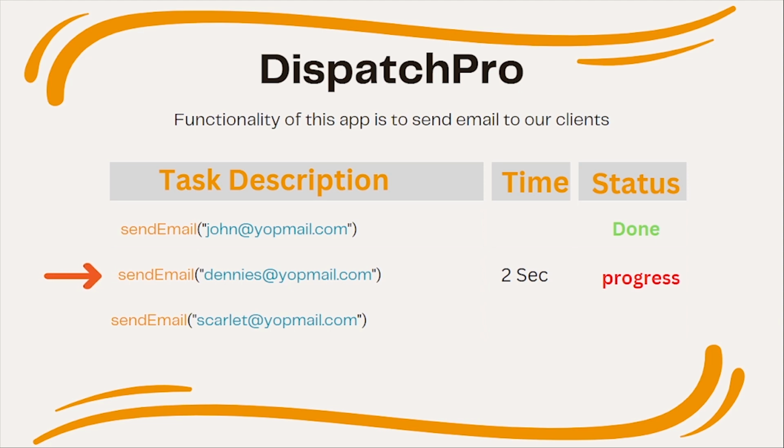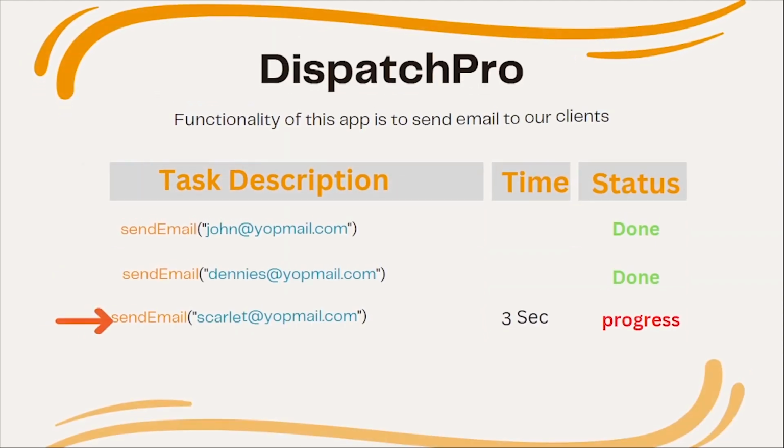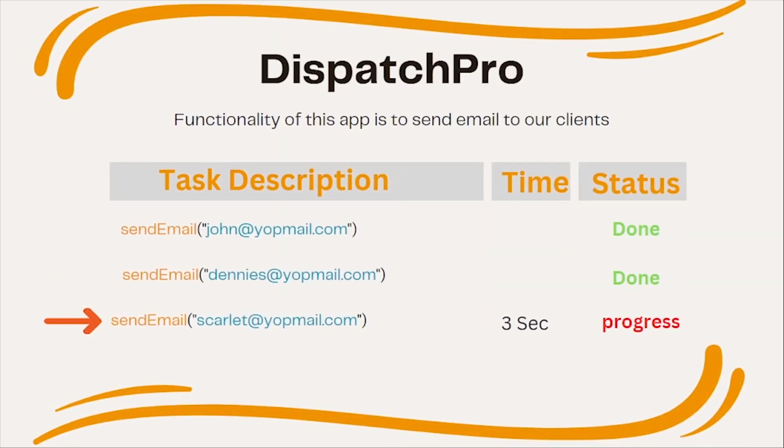So to send the second email, it will take 1 second. So 1 and 1, it is now 2 seconds. Similarly, when it is going to send the third email, and when it delivers that email successfully, the total time would be 3 seconds. So in this example, we can see that to send a third email, it takes 3 seconds.